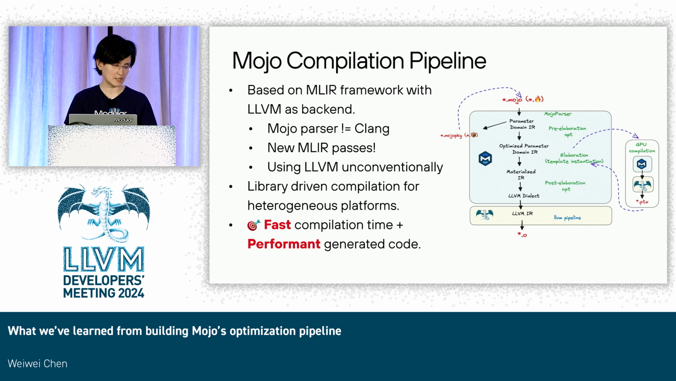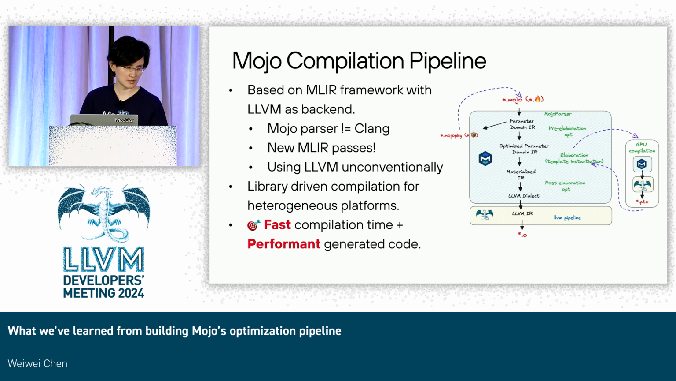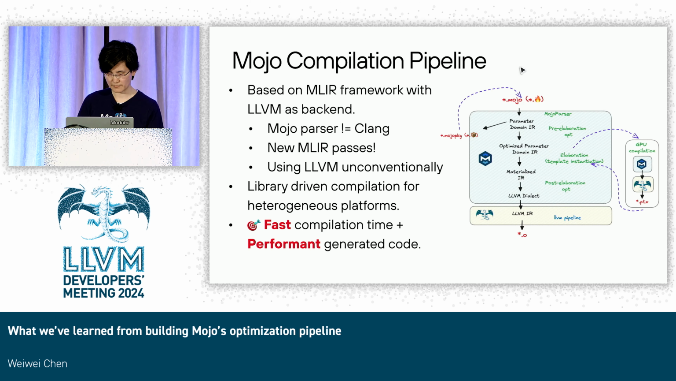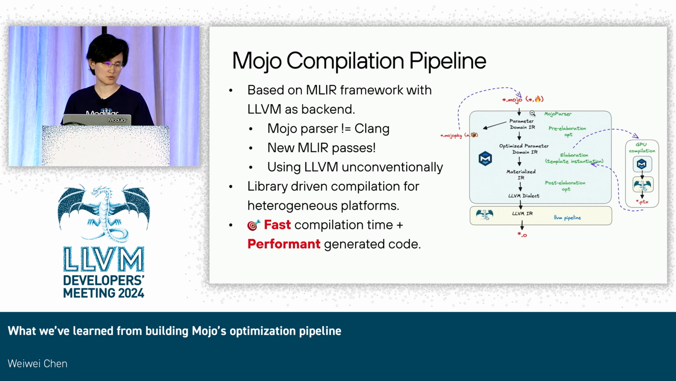The Mojo compiler is built on top of the MLIR framework with LLVM as a backend. Here is the general flow of the compilation. We have the Mojo program, the .mojo file, which first goes through the Mojo parser, and then we enter the IR, which is in the parameter domain. So this is still generic. We will pack some of the library code into a Mojo package, which can be used later by other programs so that we don't have to go through the parser again.